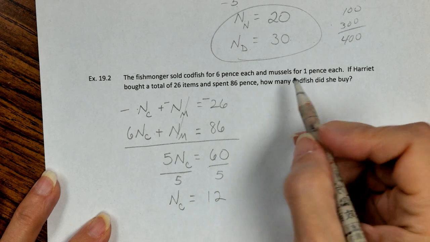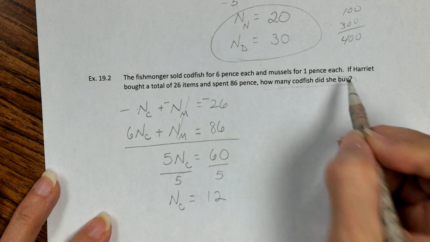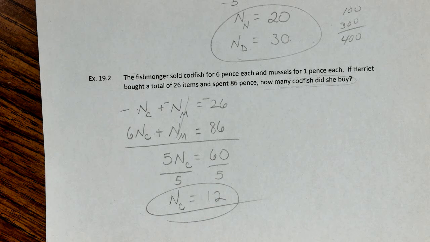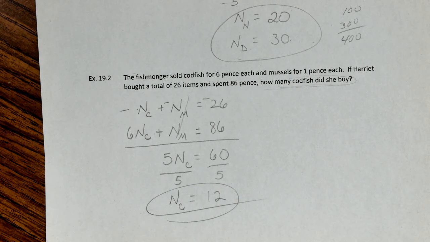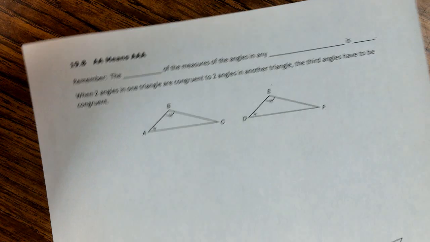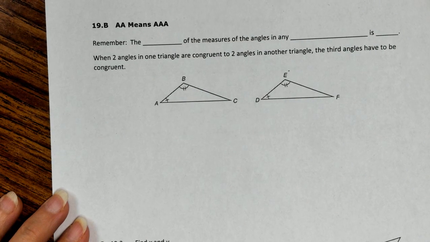We could find the number of mussels, but they only asked how many codfish she bought. Done. All right. To check it, I would go ahead and find out how many mussels she bought and just make sure that the value works out, just like with the coins. But let's move on to part B, which is about triangles again.